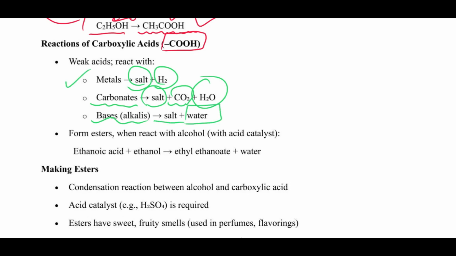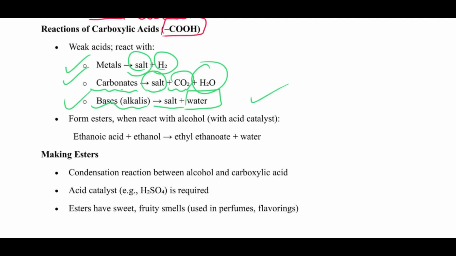So in all these reactions, we will get salt for sure, if it reacts with metal, with carbonates, or even with a base. But the second product will be different. If it reacts with the metal, one will be the salt, the other one will be hydrogen gas. But if it reacts with the carbonates, one will be the salt, the other two will be carbon dioxide and water. If it reacts with the alkali, then the salt and the water will be the products.